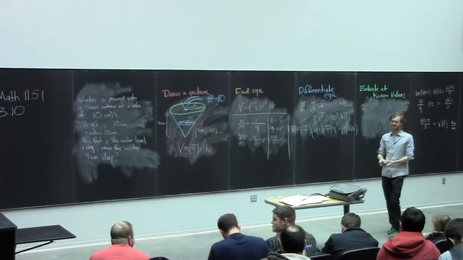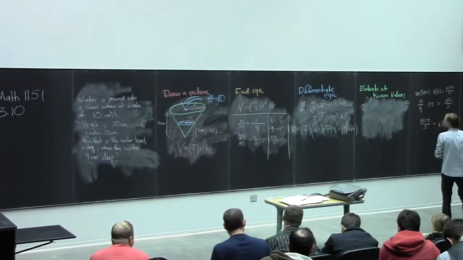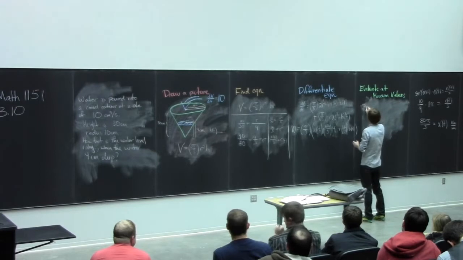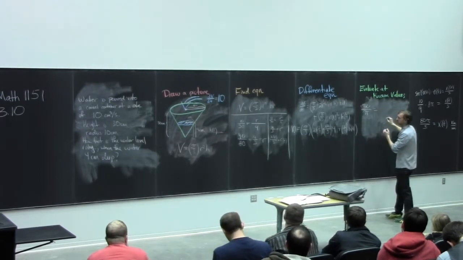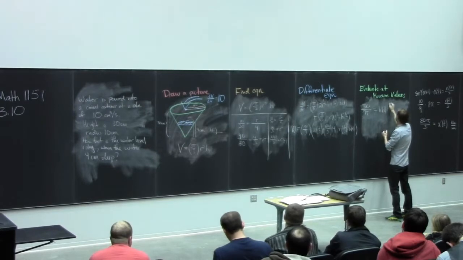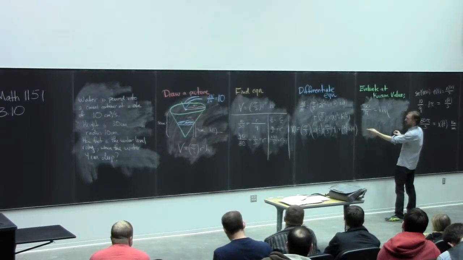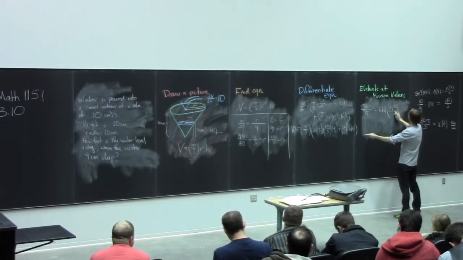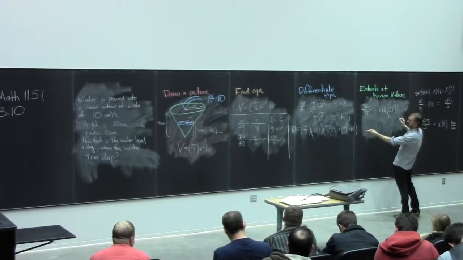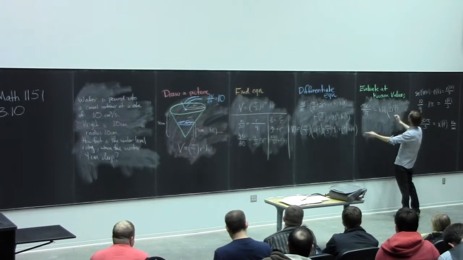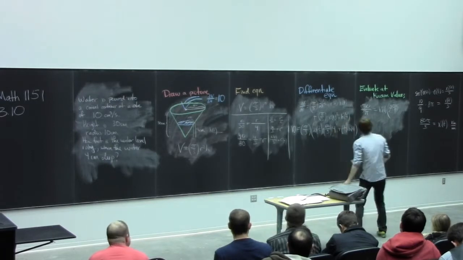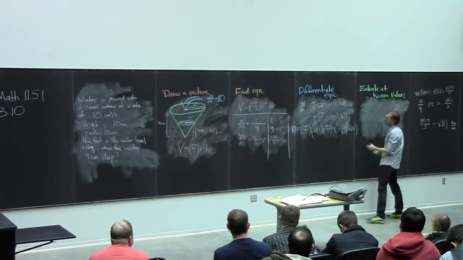Solve for h prime. Watch this. So now we're going to have 30 over pi is equal to h prime of t times 2 times 4 thirds. Let's make that 4 ninths. Okay, let's just do this for real.